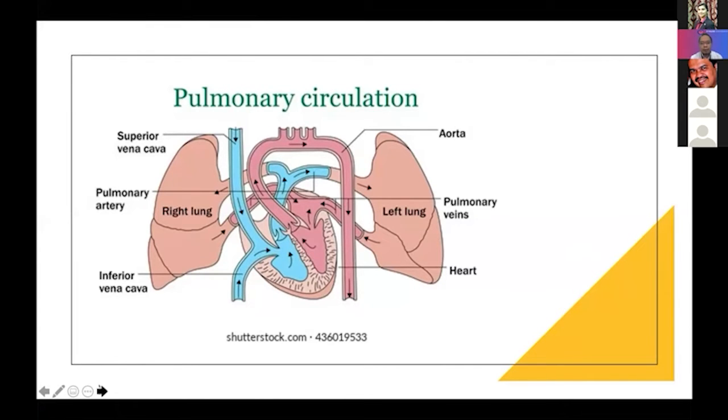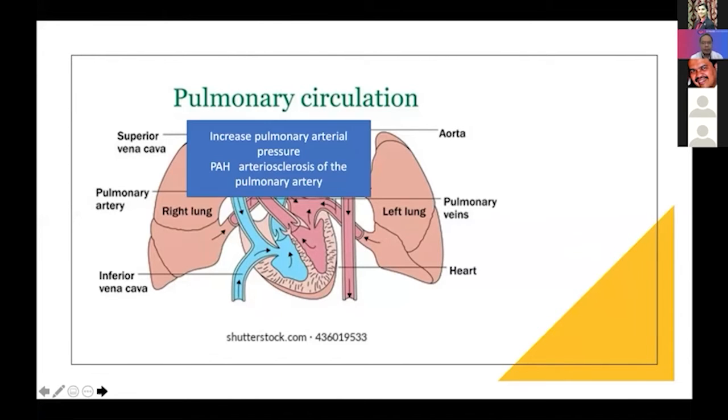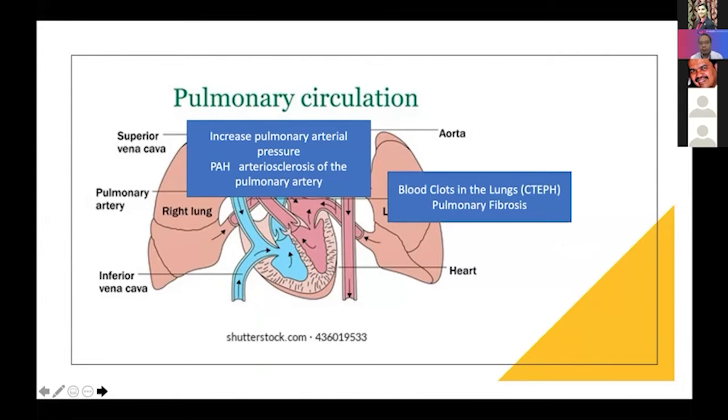It is from a kaleidoscope of pathogenesis. One of it is increase in pulmonary artery. Patients with scleroderma have accelerated atherosclerosis of the pulmonary artery, and this leads to pulmonary hypertension. They also affect the lung, because patients with scleroderma have lung involvement called pulmonary fibrosis. They also throw a lot of blood clots because of hypercoagulability, which leads to blood clots in the lung by virtue of chronic thromboembolic pulmonary hypertension.